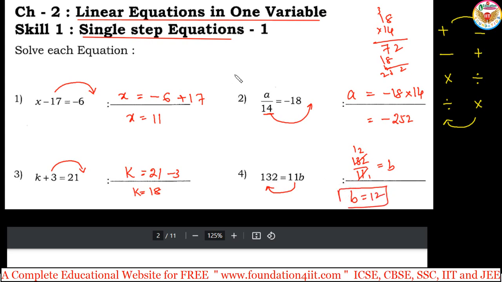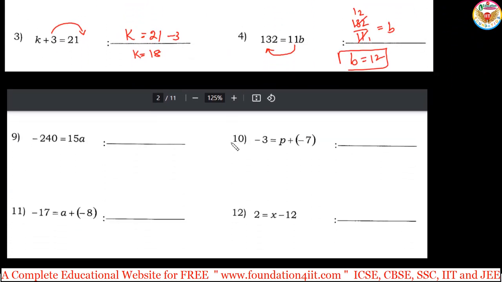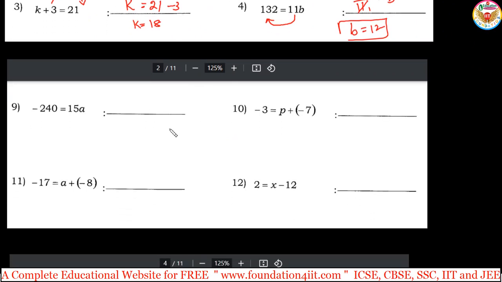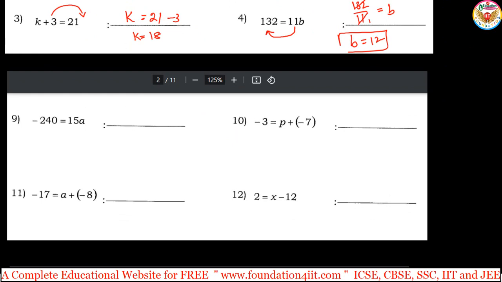So these are the single step equations. First you need to practice; I am giving 15 to 20 problems on this page. You need to practice the rest of the sums from the PDF. The first page's remaining problems, and the second page up to the 8th problem in the PDF only, because I am showing only some different questions, not each and everything.